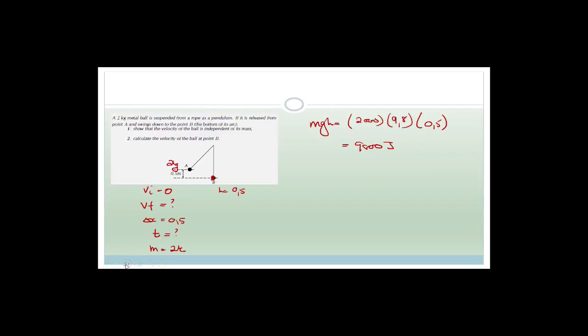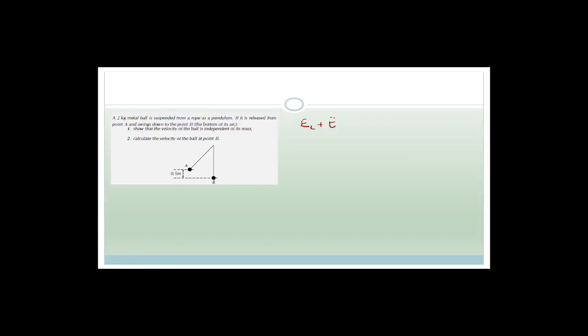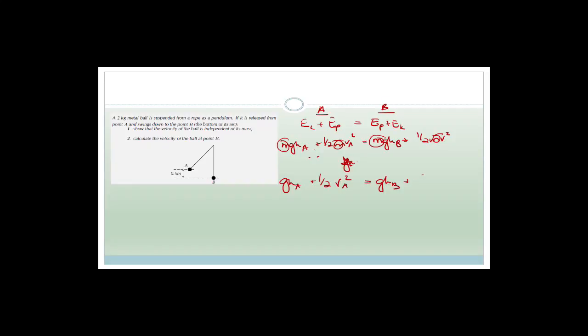Don't know, there's an easier way to do this. I don't know why I'm doing this. Look, there's a way easier way. Wait, I'll show you. Do you agree that at the point A, your EK plus EP has to be equal to EP plus EK at the bottom? Okay, this here is mgh of A plus a half mv_A squared is equal to mgh of B plus a half mv squared. So do you see that I could take out a common factor of m? Therefore, I can say that gh_A plus a half v_A squared is equal to gh_B plus a half v squared. And you'll notice that this equation is independent of its mass, so therefore it is true.